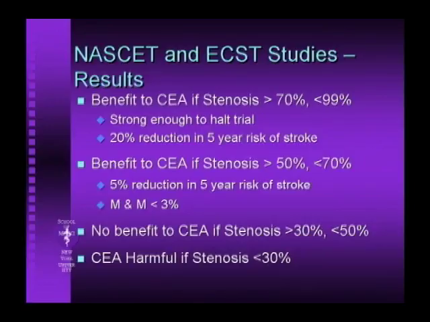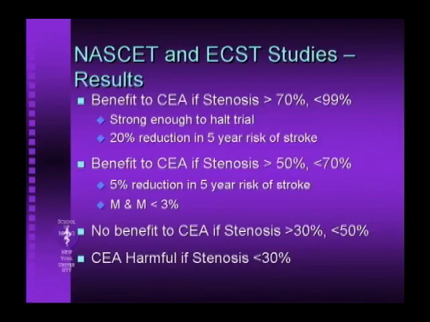The interesting data is in the second bullet down here, which is that there was also a benefit to endarterectomy if the stenosis was greater than 50% but less than 70%. And this is the part that's a little bit tricky because the risk reduction was only 5%, so that's not that great. And therefore, the mortality and morbidity associated with getting the patient through the preoperative workup and then the operation had to be less than 3%, otherwise the numbers fell apart.